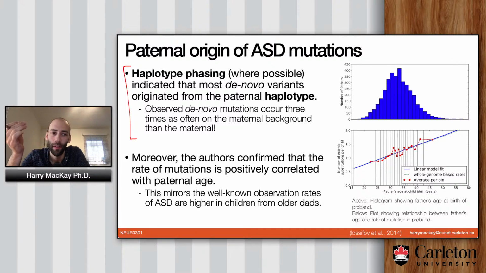Now, how can you do this? It's de novo, so you can't see if the mutation is there in dad or in mom. You can't sequence mom or dad's DNA and find it there because it's new. So how do you find it? Or how do you identify it? The answer is with haplotype phasing. It's possible in some cases.